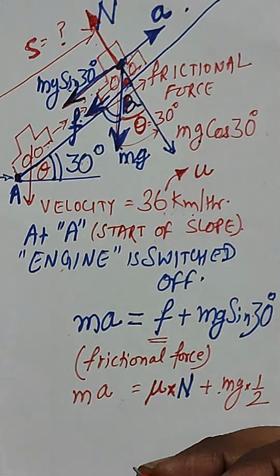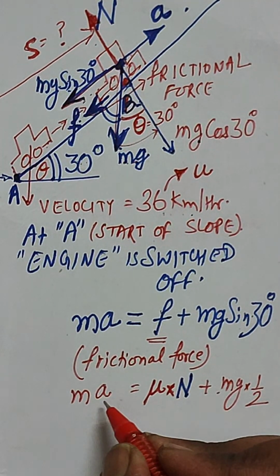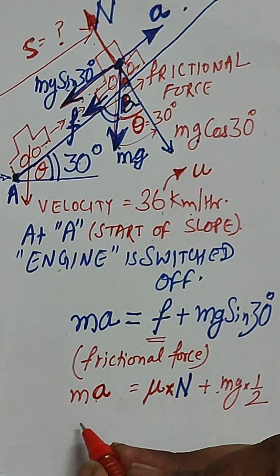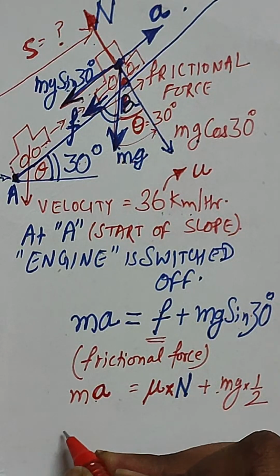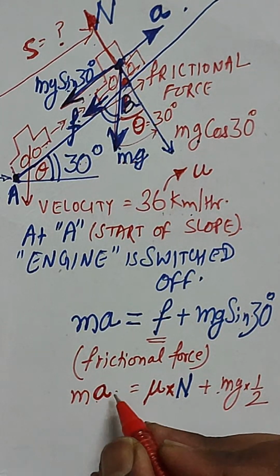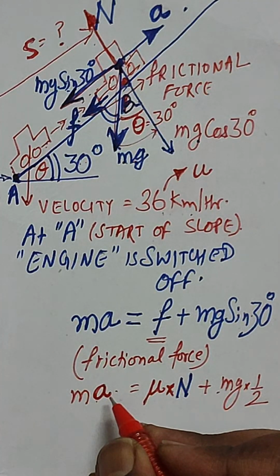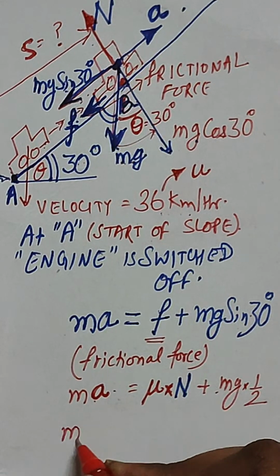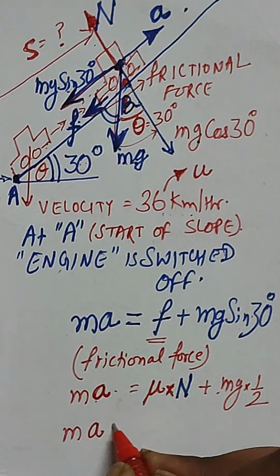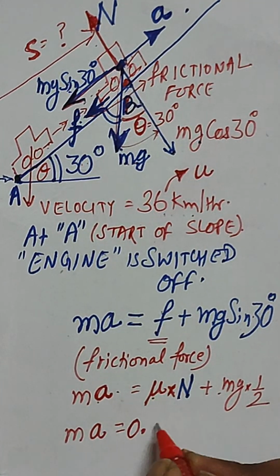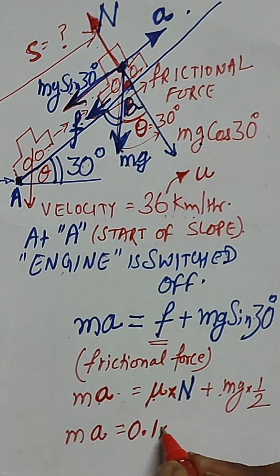Now here we first find the a, that is the retardation. So just put up the values first. So m into a, m is not given to you over here, right? So what we can do, just put up the value first. M into a is equal to mu. The value of coefficient of friction is given to you as 0.1. So it will be 0.1 multiplied by N.